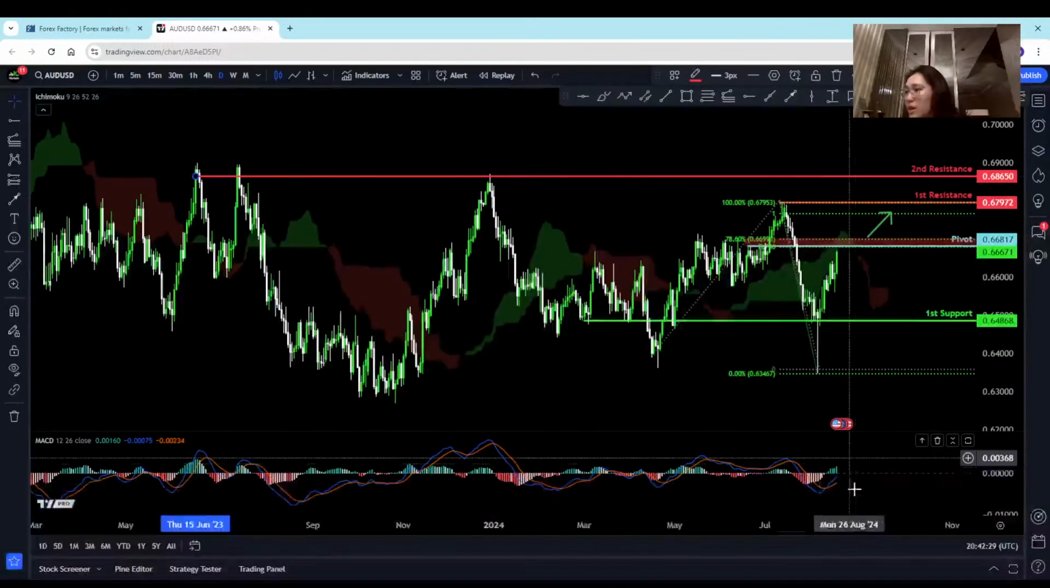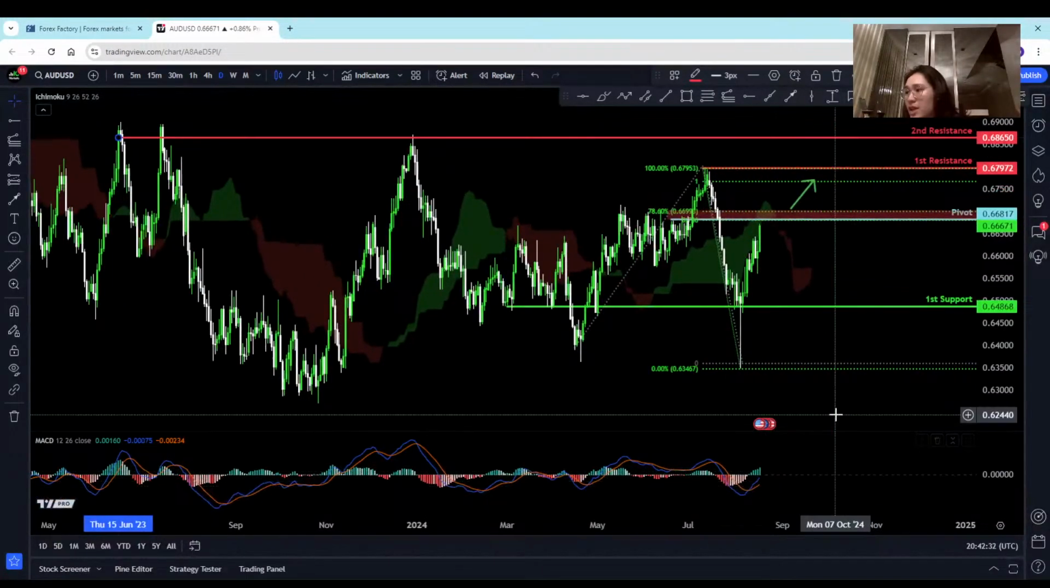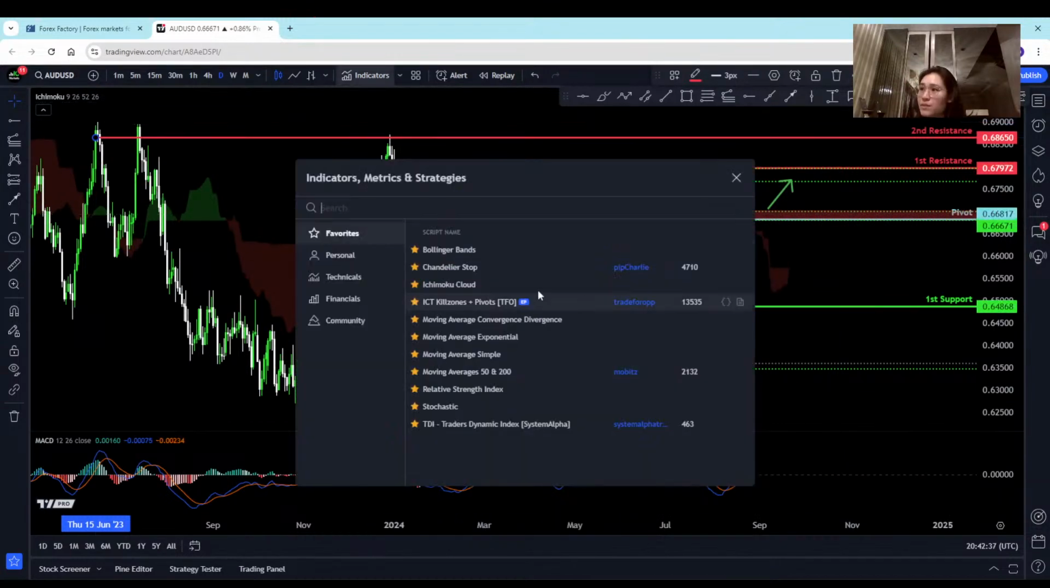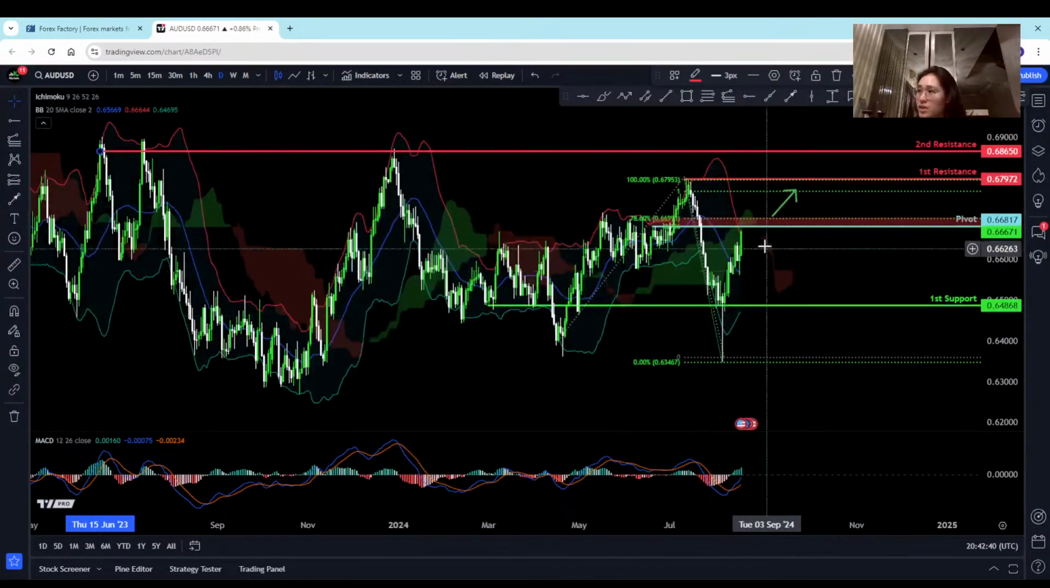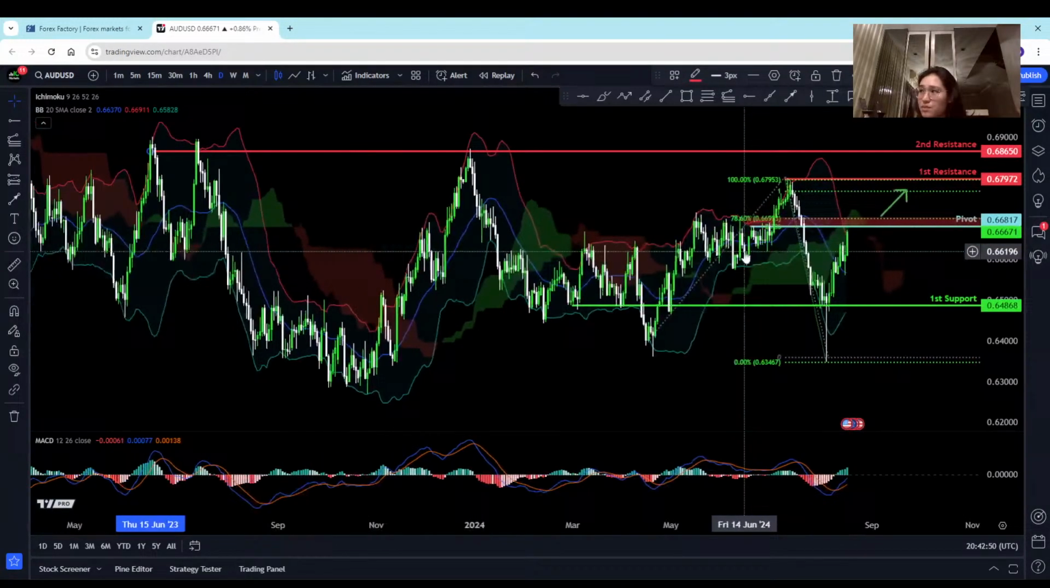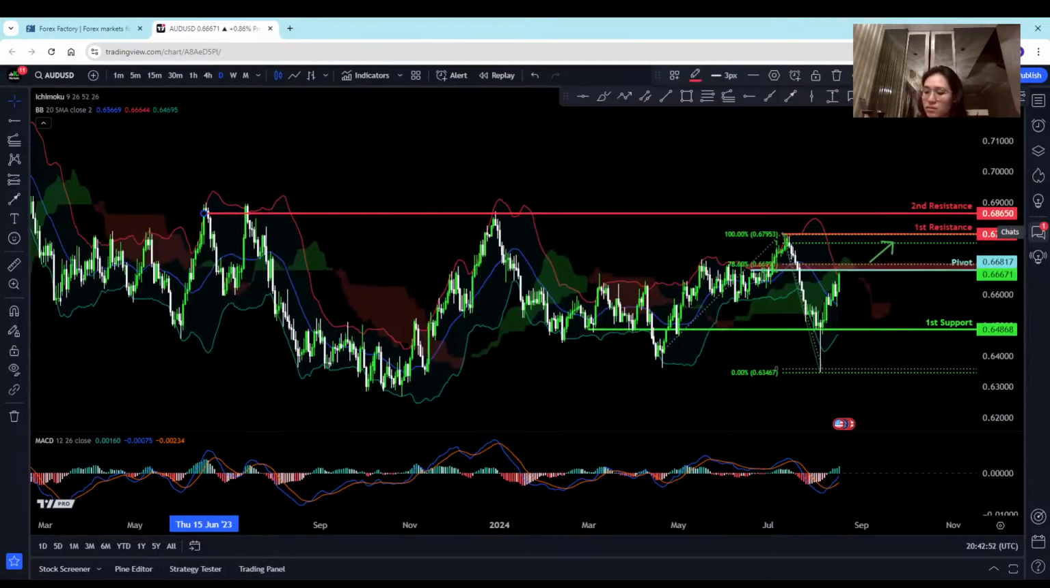You can see our MACD is giving us a bullish signal as well. If you want to look at other indicators, on our Bollinger Bands, price is pushing above the upper band, so it is giving us a bullish signal as well. That's it for Aussie dollar. Are there any other requests?